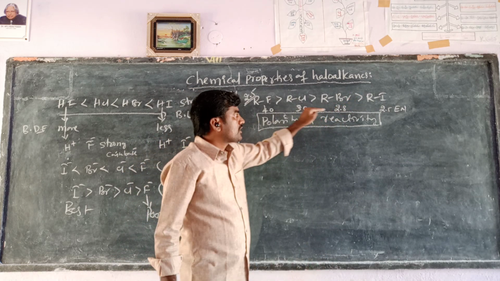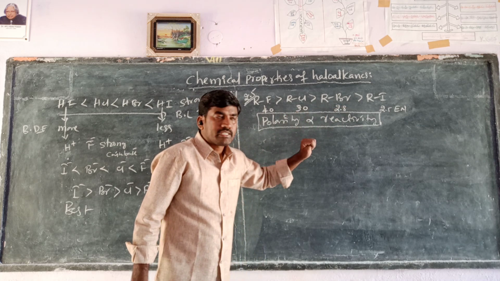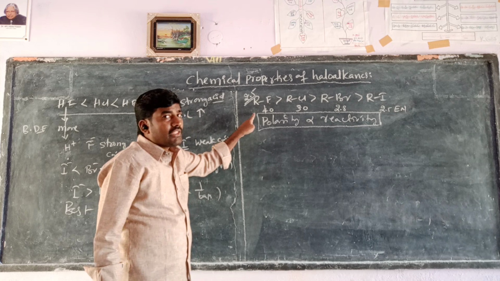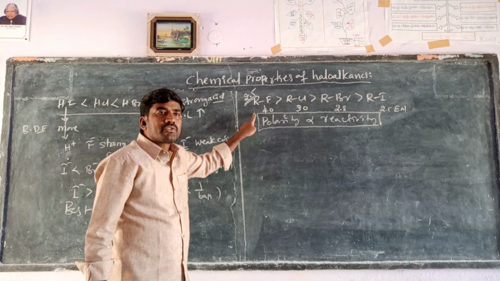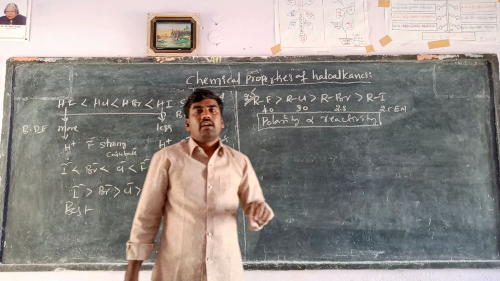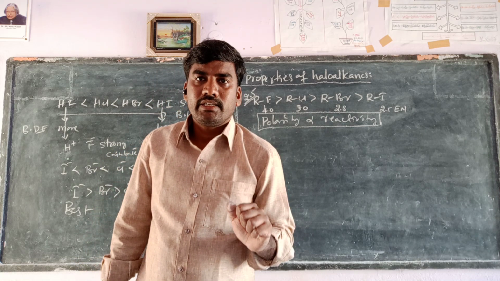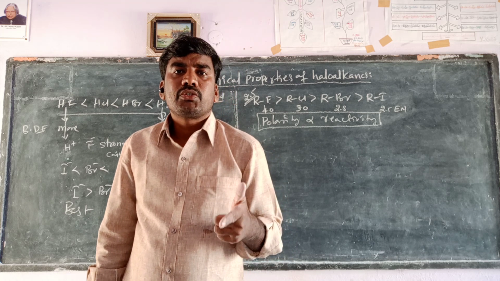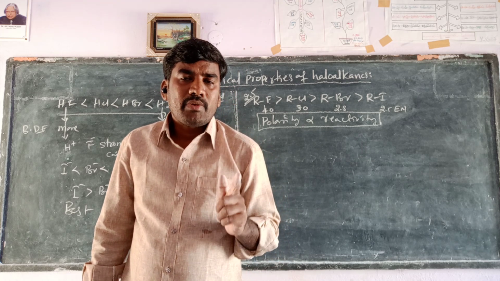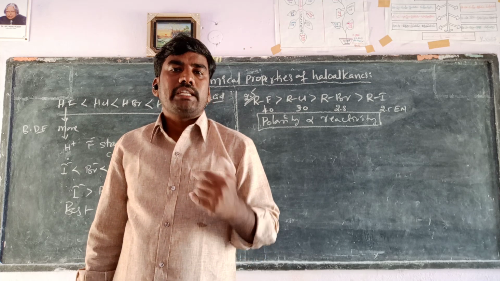In this direction, the electronegativity difference between carbon and halogen decreases. In this direction, the electronegativity difference increases, so the reactivity would increase and polarity also increases. But the actual order of reactivity of alkyl halides depends on the bond dissociation enthalpy. As the bond dissociation enthalpy decreases, the reactivity of that alkyl halide increases.